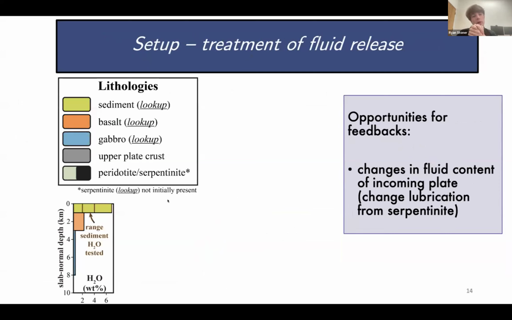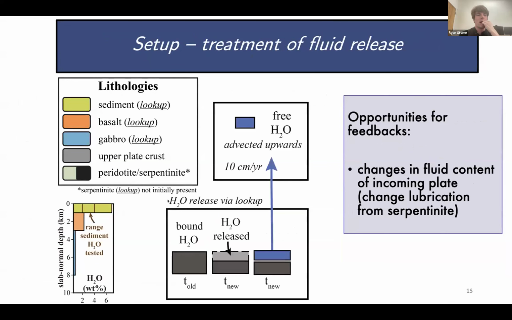So how are we treating that? How are we treating these feedbacks that might be forming? We start off with some amount of bound water that's shown on the bottom left. And then based on the lookup tables, we can say how much fluid is going to be released. Then we use a very simple advection scheme to say that the water will move upwards at 10 centimeters per year. This is implemented as a Darcy field, but we just set it as a constant rate, so we aren't actually solving for Darcy flux.